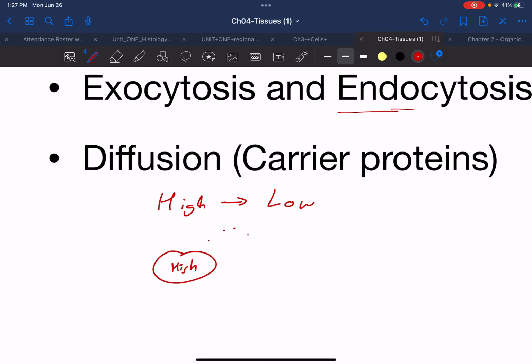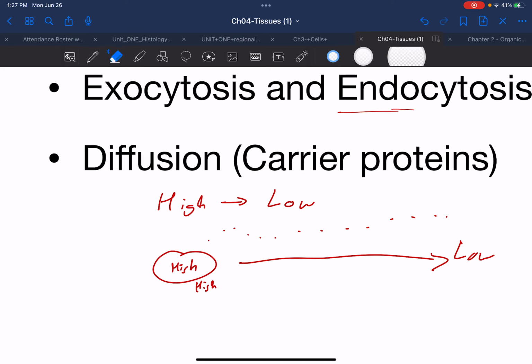And then those molecules fly all the way to the end of the room where it's low, where you're all sitting in the very back. And so that's all diffusion is really about. It's just movement from high concentration to a low concentration. And that is all diffusion means to us.